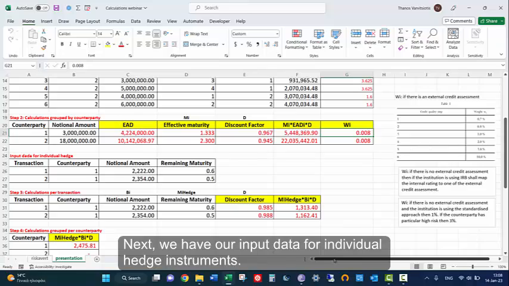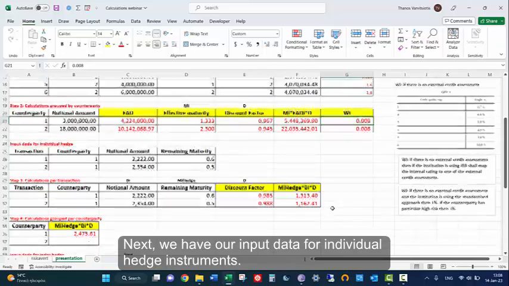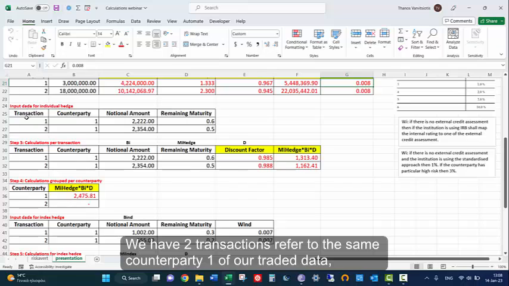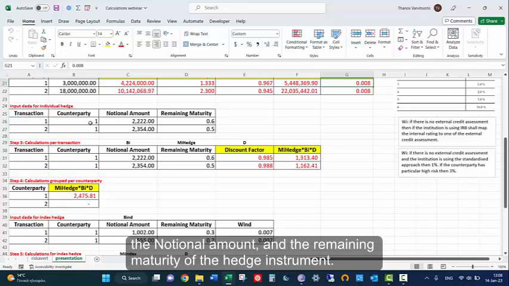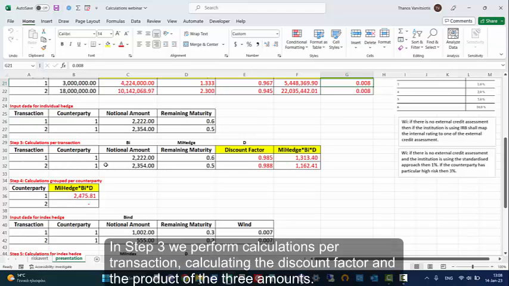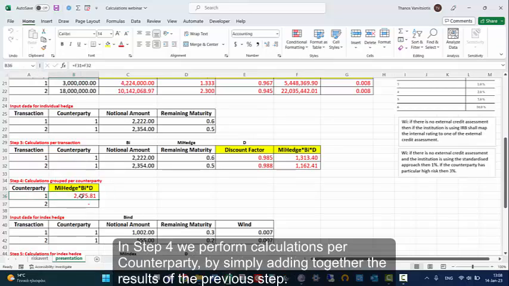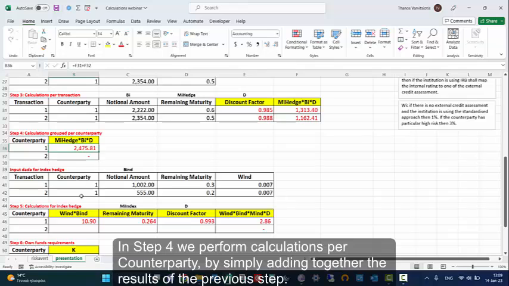Next, we have our input data for individual hedge instruments. We have 2 transactions that refer to the same counterparty, one of our traded data, the notional amount, and the remaining maturity of the hedge instrument. In step 3, we perform calculations per transaction, calculating the discount factor and the product of the 3 amounts. In step 4, we perform calculations per counterparty, by simply adding together the results of the previous step.